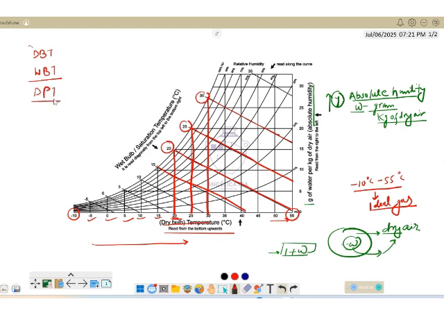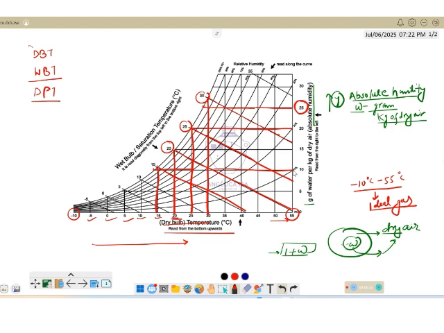So what are the dew point temperature lines? The dew point temperature line is the horizontal line. Suppose this is 25, then if we draw this horizontally for a given absolute humidity condition, the point of saturation where it cuts will determine the dew point temperature. So this is 15, or slightly less, 14 will be the dew point temperature corresponding to this 10 grams per kg of dry air.